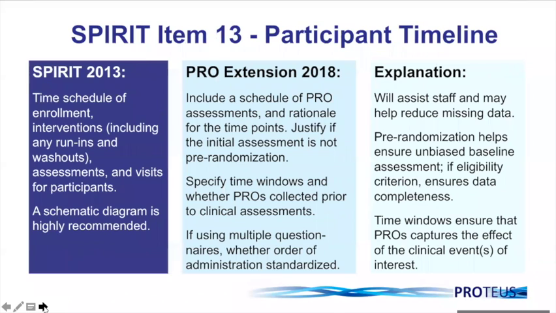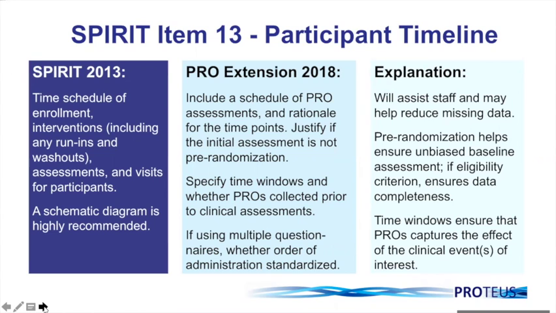SPIRIT item 13 is focused on the participant timeline. SPIRIT 2013 states that you should have the schedule of enrolments and interventions, assessments and visits for participants, and you should ideally include a schematic diagram. The PRO extension states that you should include a schedule of PRO assessments and have a clear rationale for the time points for assessment. You should also justify if the initial assessment is not pre-randomization, as this could potentially bias results.